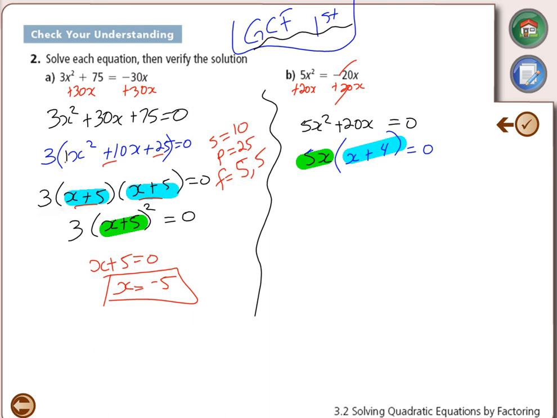So do the same thing. Either 5x equals 0 or x plus 4 equals 0. If you would have taken it over here and said 3 equals 0, 3 never equals 0. It ain't going to happen. Here, 5x equals 0, so then we divide by 5. Oh, look at that. X is equal to 0. There's one answer. Or, do your subtract of the 4. X is equal to negative 4. There's your second answer.